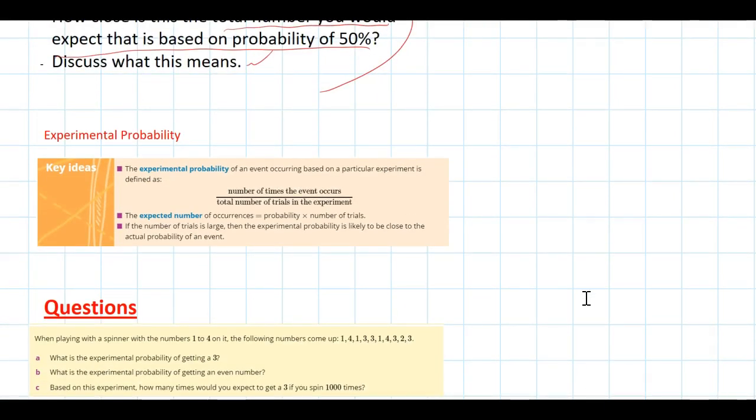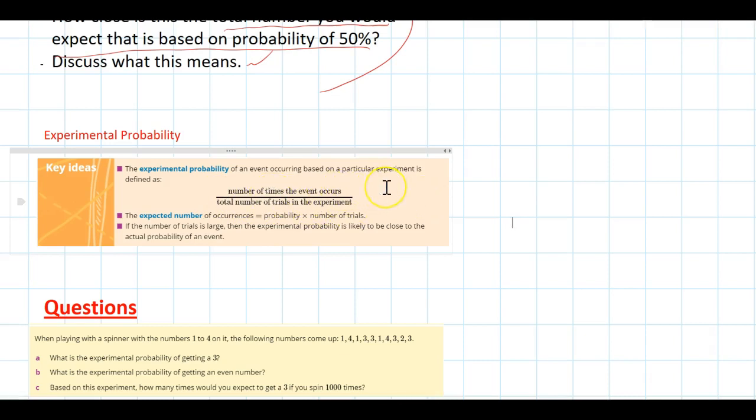Okay, so now we're going to get into the key information, and I'm going to explain what experimental probability is. You're going to need to write down all these notes because they are quite important. We'll start with the experimental probability. The experimental probability of an event occurring based on a particular experiment is defined like this. You need to write this rule down, and it is a division rule: the number of times that the event occurs divided by the total number of trials in the experiment. Okay, so that's how we do it.